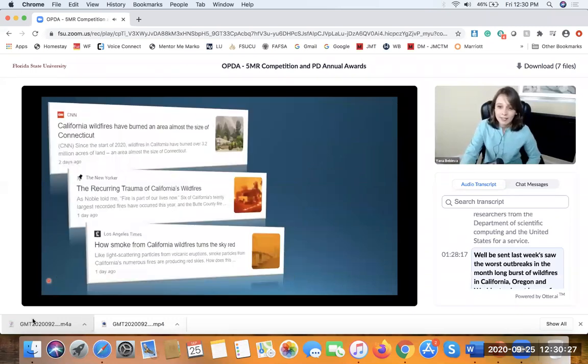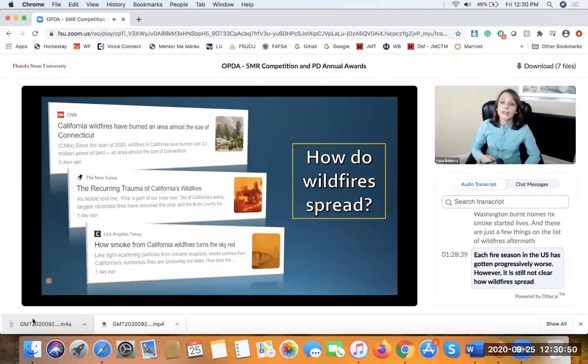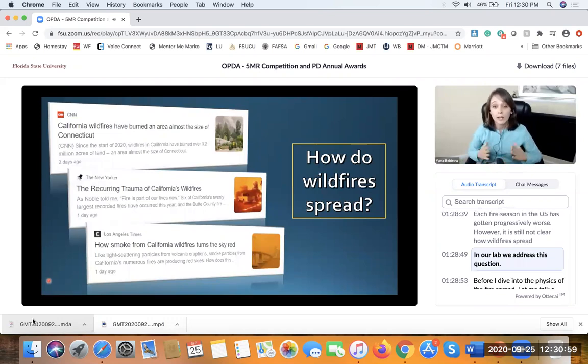These and last weeks saw the worst outbreaks in the month-long burst of wildfires in California, Oregon, and Washington. Burned homes, thick smoke, shattered lives. And these are just a few things on the list of wildfires aftermath. Each fire season in the US has gotten progressively worse. However, it is still not clear how wildfires spread. In our lab, we address this question.